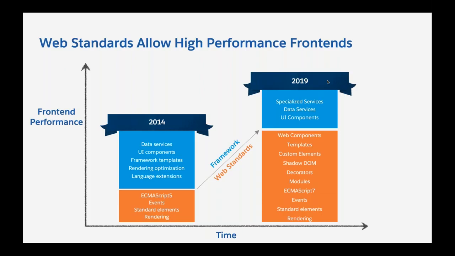And with that current stack, we have benefits from a lot more native code running in the browser compared to what we had in 2014. This brings additional performance, and this also lets the frameworks focus on their core added value, namely specialized services, data services, and UI components. So with that, we can see really a turning point in how we use standards.